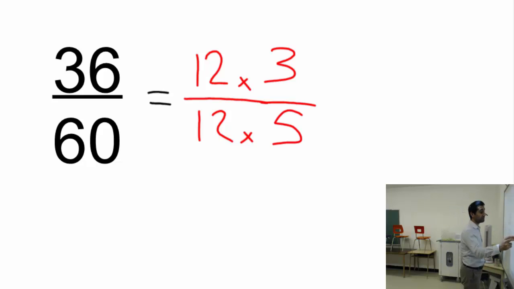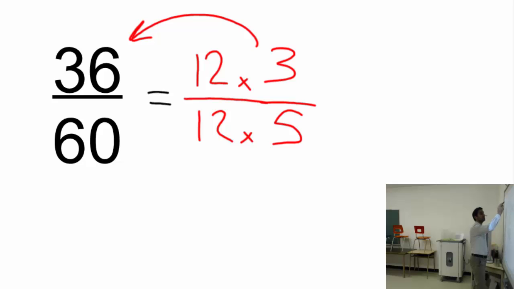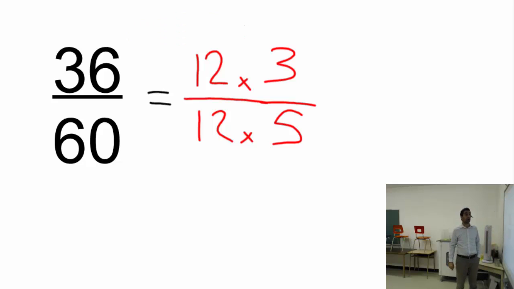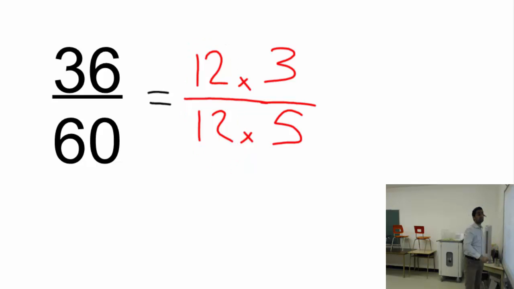So 12 times 5 is 60, and 12 times 3 is 36. So 12 is the biggest, largest number that divides both of them. Remember, you have to have exactly the same number. So I can separate both of them.